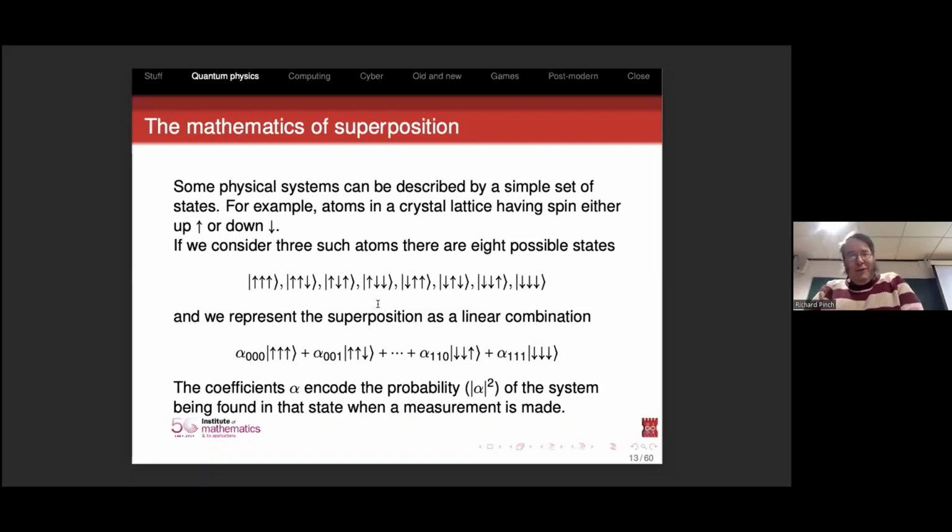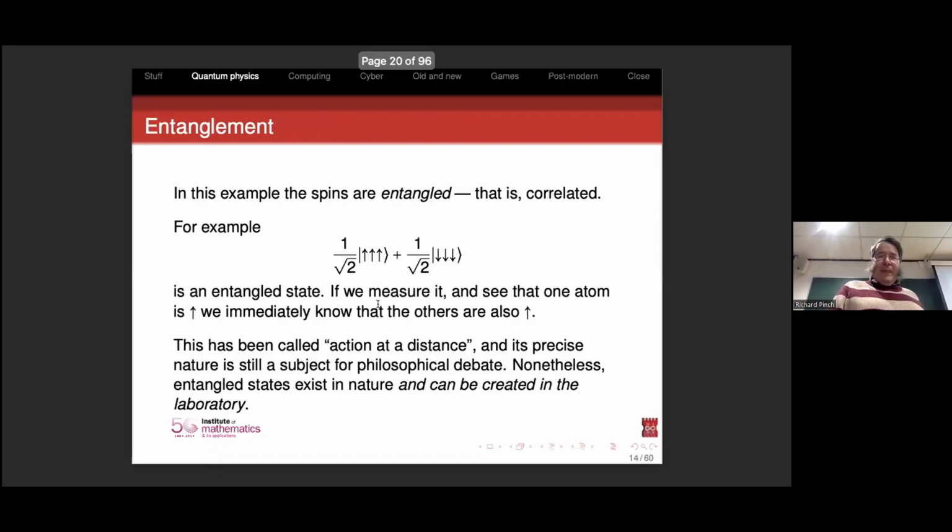have three atoms all down. The superposition we just represent as a linear combination. So they live in an 8-dimensional space with complex coefficients. And the coefficients encode the probability of the system being found in that state when you come to measure it. Those words, the mathematician, are just words that describe things you're going to do mathematically. Physicist means you're going to actually get out equipment and start pointing things at lattices. And in this example, the spins can be entangled or correlated.